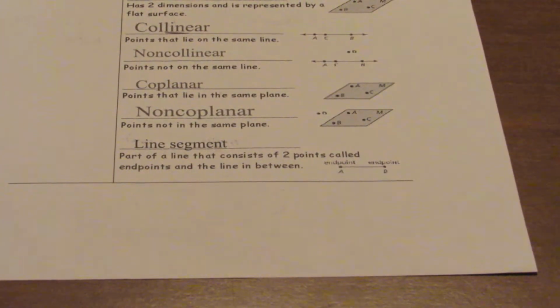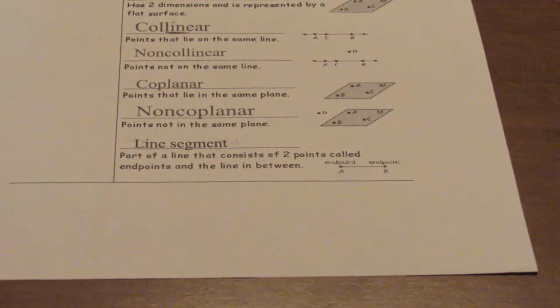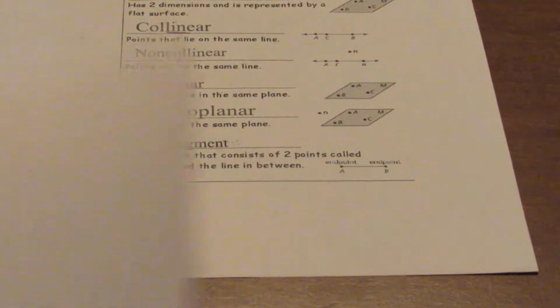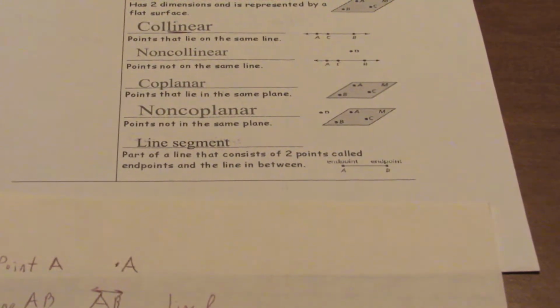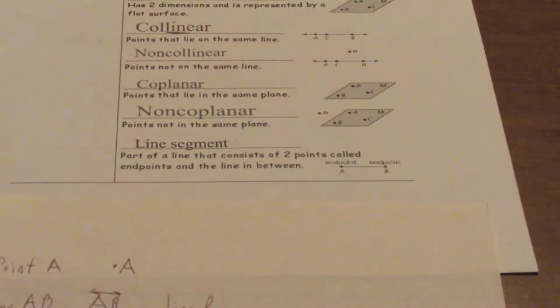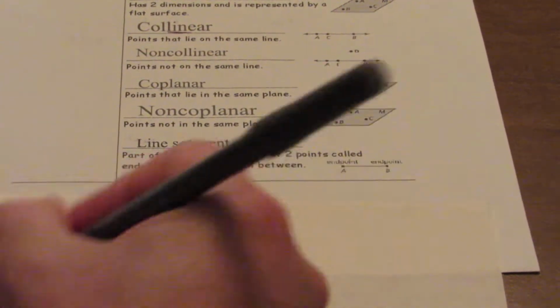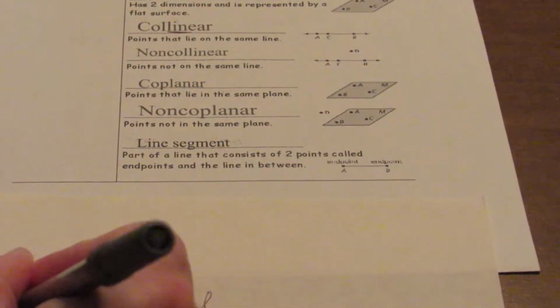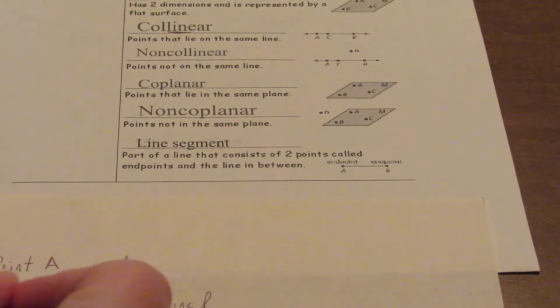Okay. A line segment is part of a line that consists of 2 points called the endpoints and the line in between. So if I'm naming my line segment, here we have points A and B. So I can write out line segment AB if I want, right? But we can also do AB with a bar over it.